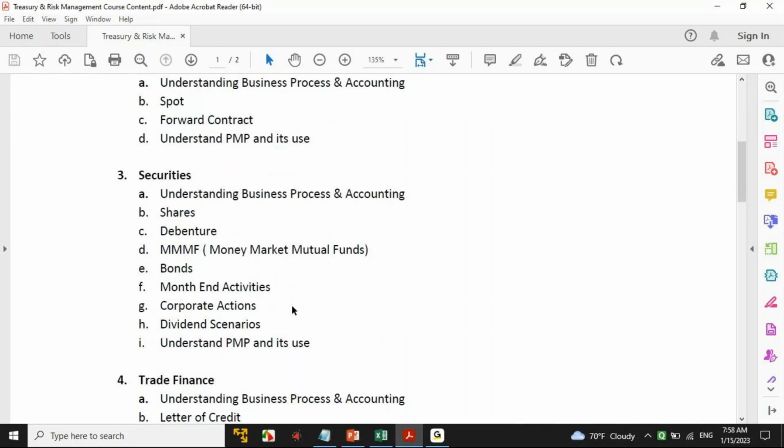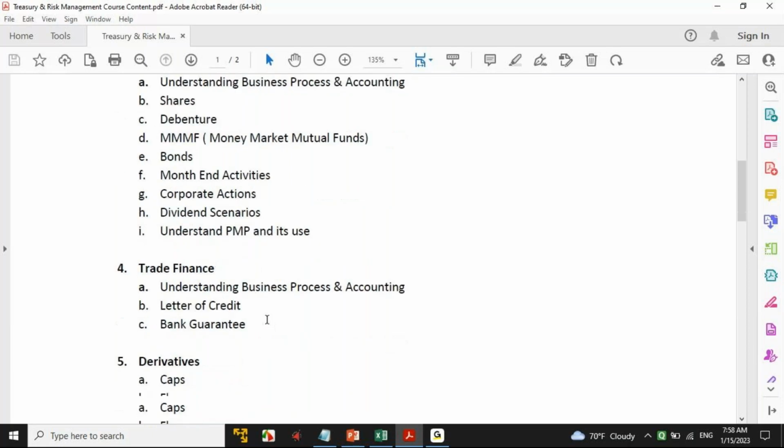Then in a similar fashion, we understand securities. Under securities, we understand shares, debentures, money market mutual funds, bonds, and their month-end activities, corporate actions, the dividend scenario, and what is PMP, position management procedures.